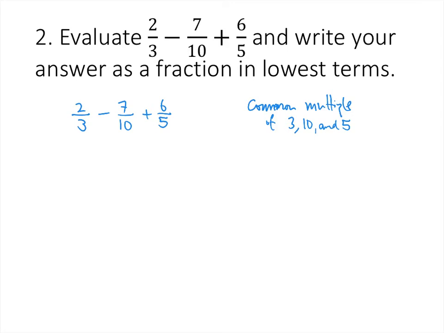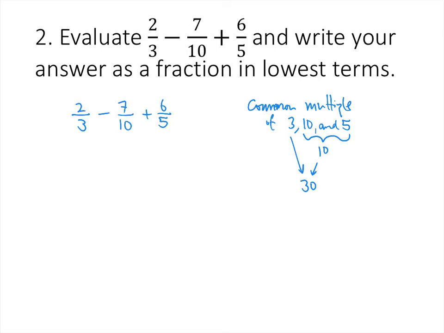Now, one way to find a common multiple is to simply multiply all the numbers together. We can take 3 times 10 times 5, and that would give us 150, which is a common multiple. But we can actually do a little bit better here, because a common multiple of 10 and 5 is just 10. 10 is a multiple of 5. And so a common multiple of 3, 10, and 5 would be 30. 30 is a multiple of 3, it's a multiple of 10, and it's a multiple of 5.